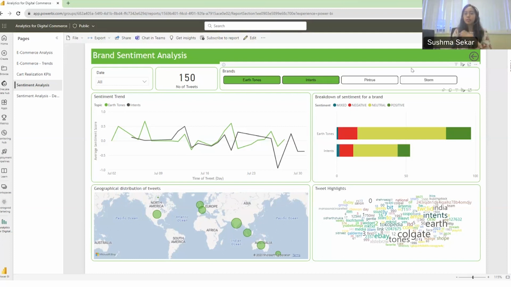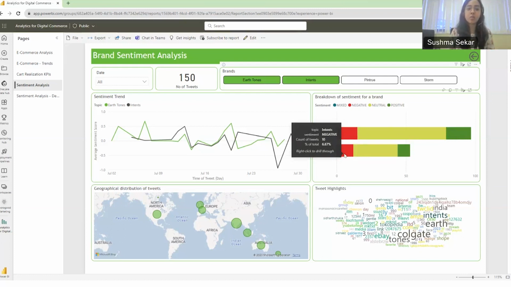So for example, I want to compare the overall sentiment of two of the brands that I've selected here. So I see predominantly there's neutral sentiment, but if I want to compare positive and negative, I see that Earth Tones has 12% positive and 9% negative. So it's slightly more positive here, whereas for Intents, it's 6% positive and slightly more negative. So that's something I can see.